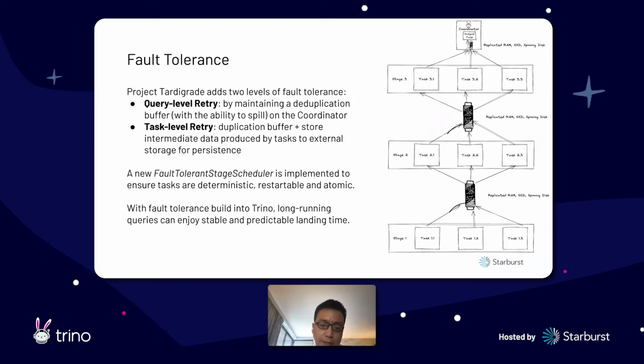Task level retry is supported via storing intermediate data produced by tasks to external storage, plus the deduplication buffer. This allows restart of a single task in case of failure, and therefore provides granular failure recovery. We have implemented a fault-tolerant stage scheduler to guarantee the determinacy, restartability, and atomicity of tasks. With fault tolerance built into Trino, long-running queries can enjoy stable and predictable landing time.